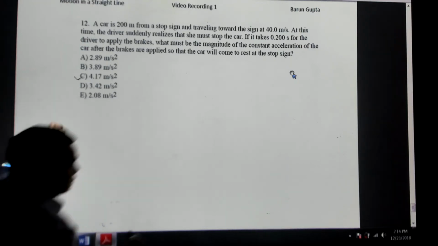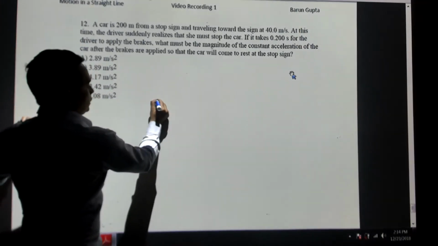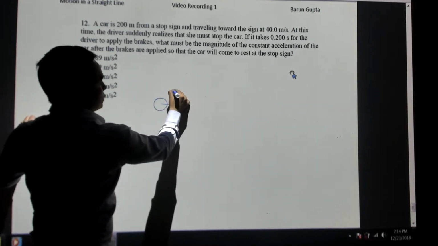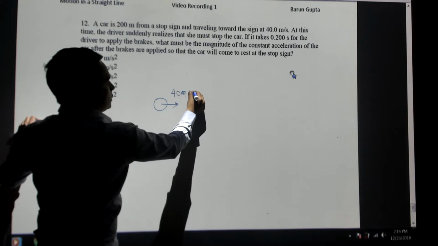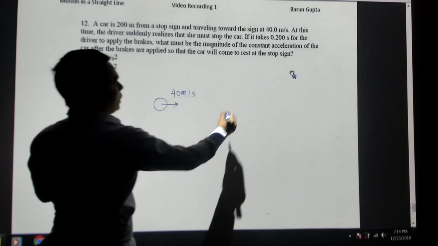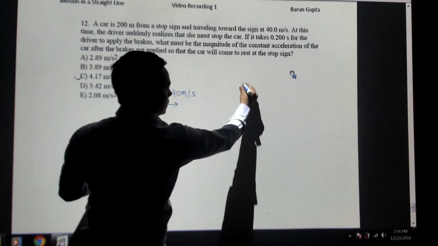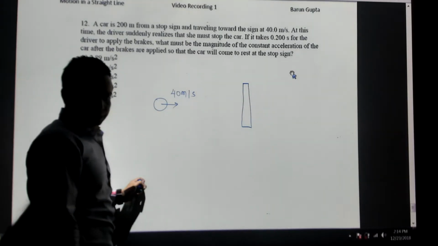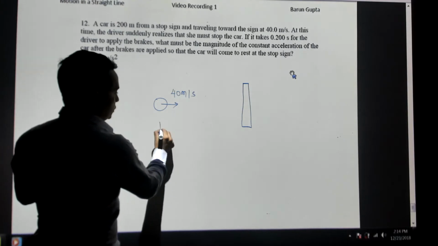We have a car that is moving at 40 meters per second. Then you have a stop sign here. The car must stop at this point, and the distance is 200 meters.